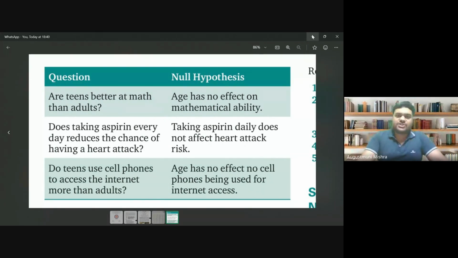Here the question mentioned is: are teens better at math than adults? What will be the null hypothesis of that? Age has no effect on mathematical ability. See, like this you have to prepare your hypothesis. Whenever you have a question in your mind, you have to make that particular null hypothesis for a broad area.